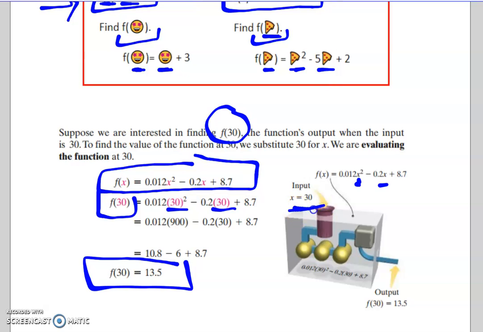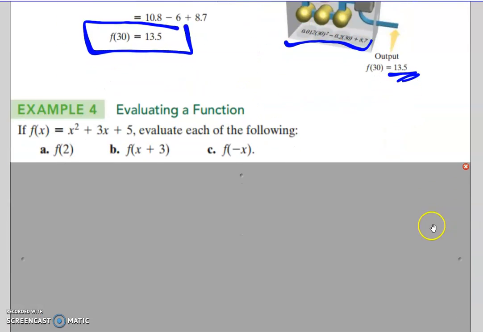Notice the 30 goes into my function machine. There's the function doing its work, and then I get out an output, 13.5. Okay, so that's just some refresher on this whole function notation that we're going to be working with. This is what it looks like that we want to master in this section.